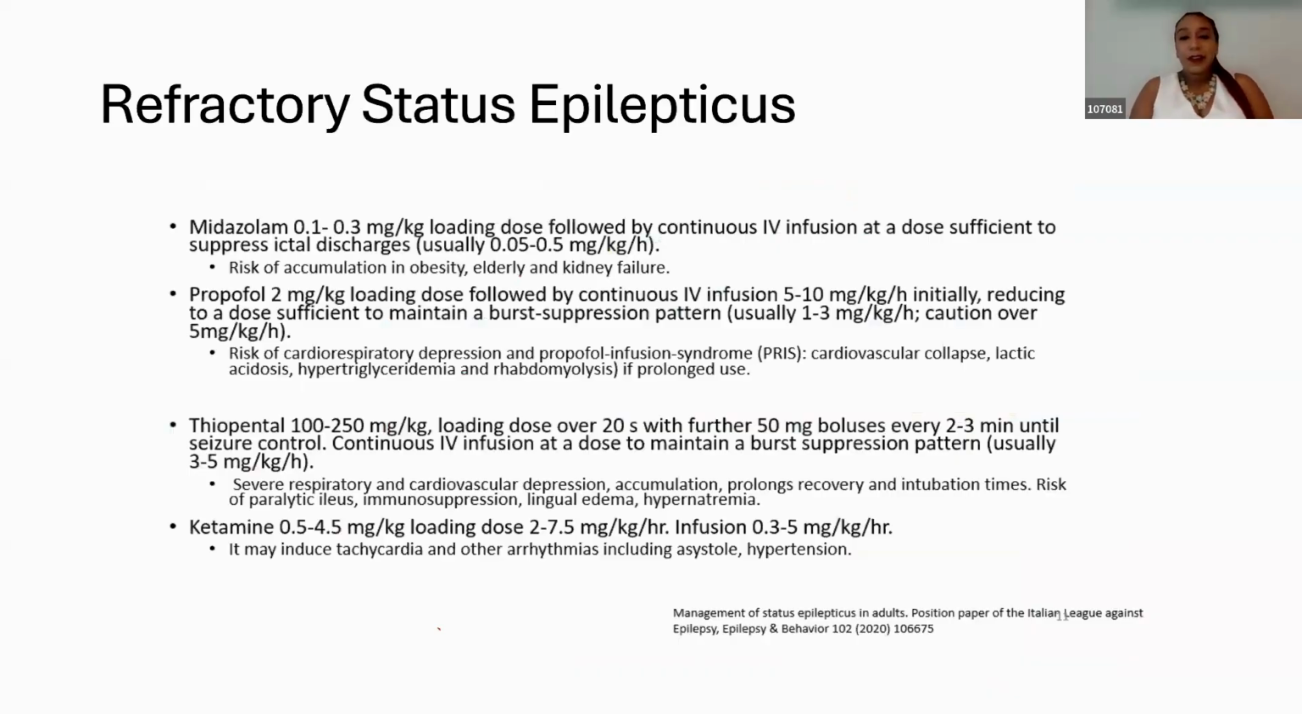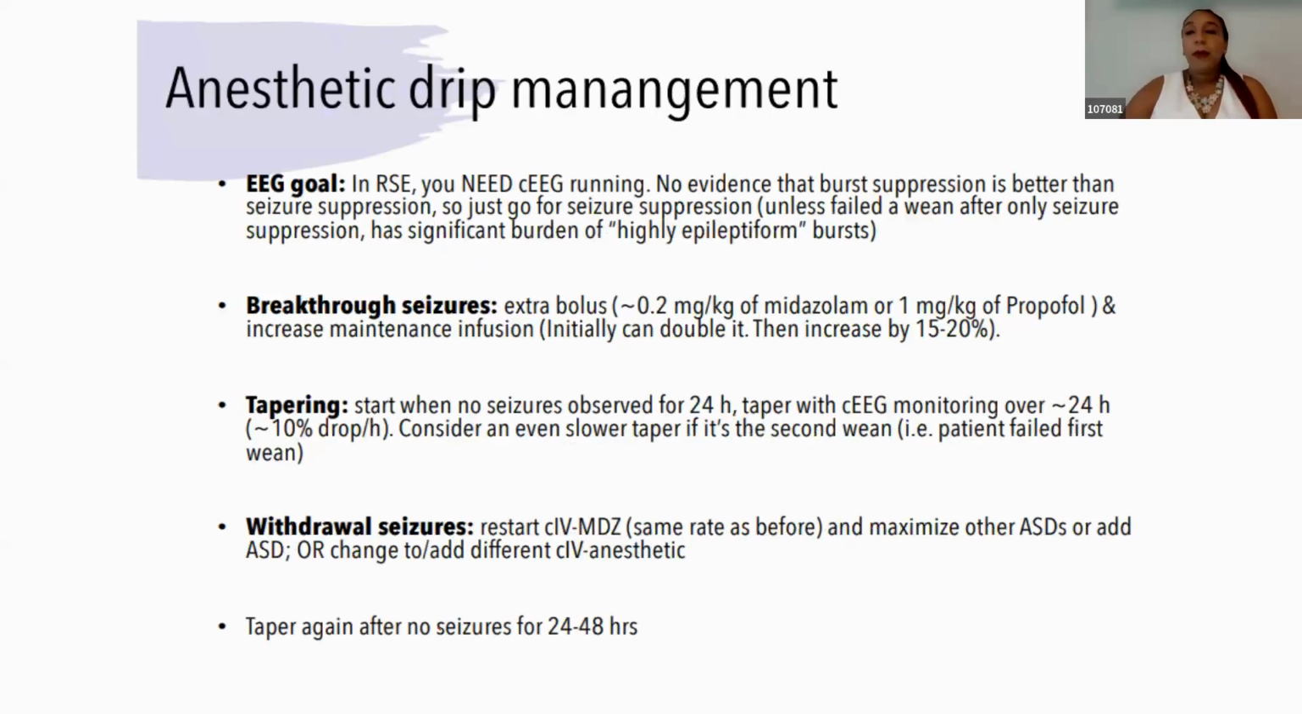Okay, refractory status epilepticus, we talked about it. You're going to use your anesthetics. Midazolam is a great one, propofol, thiopental, ketamine, phenobarbital, you can use any of them. So we put our patients on these IV medications, and now we're completely sedating them. And how do we know how far to go with these anesthetics?